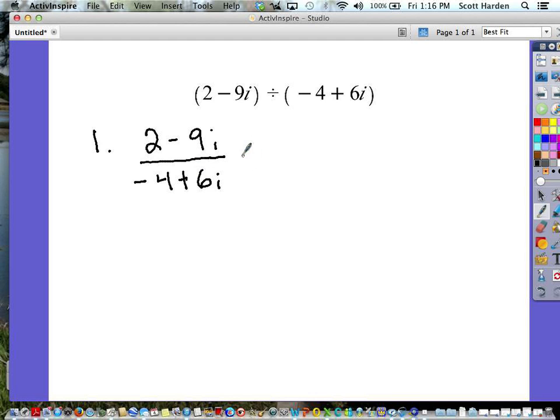Step number 2 is we multiply by the conjugate. Now, conjugate? Coach, what is it, conjugate?